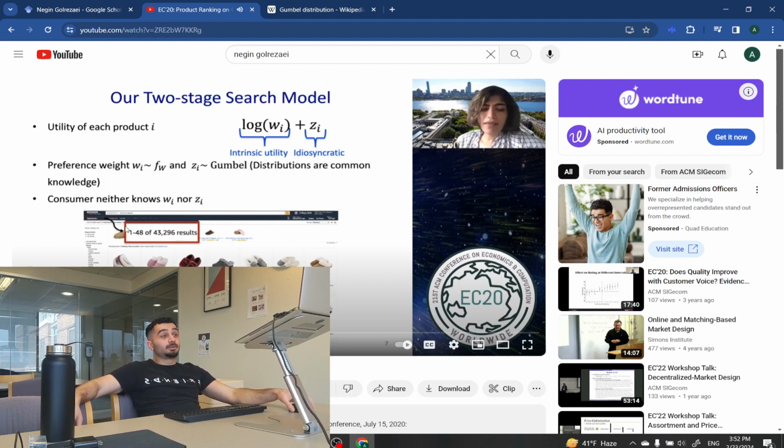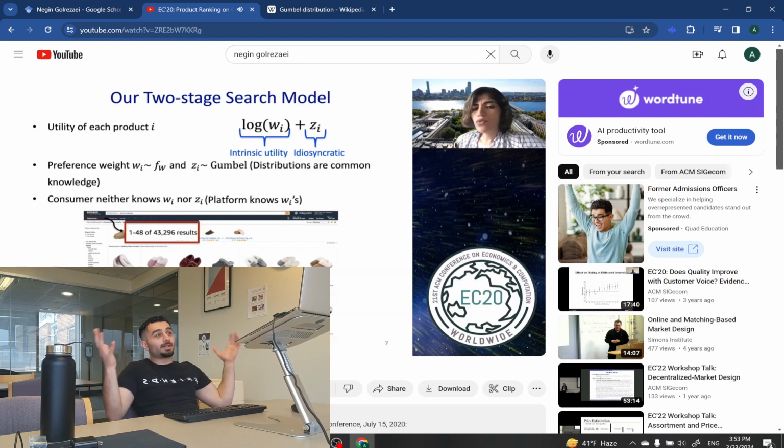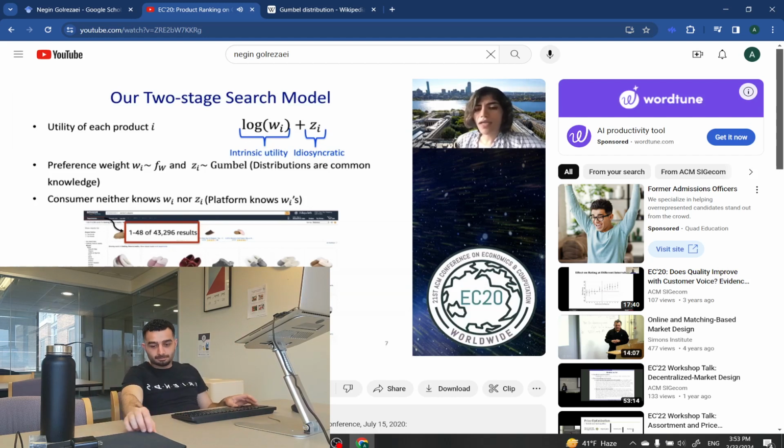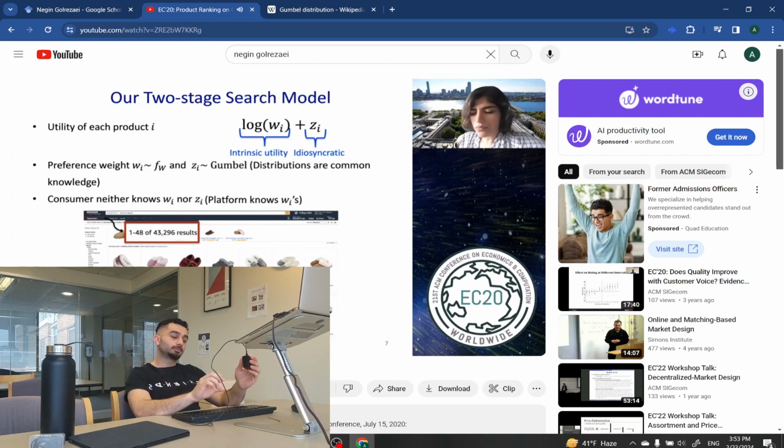It makes sense that we assume the consumer does not have any information about any of the products that he or she is supposed to see. But we assume that the platform knows the preference weight of the products. The platform can access such information by analyzing the historical data set that it has access to.